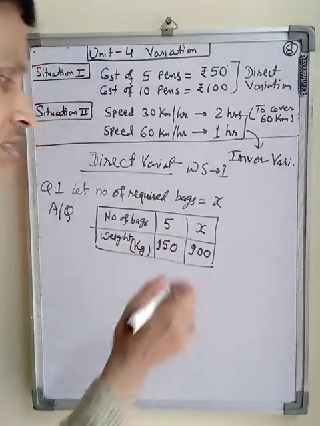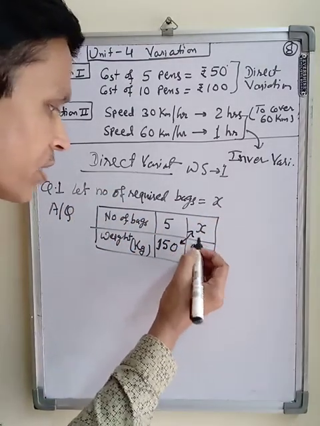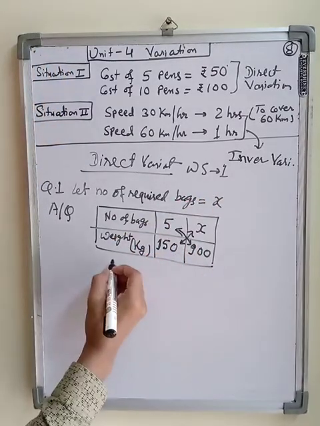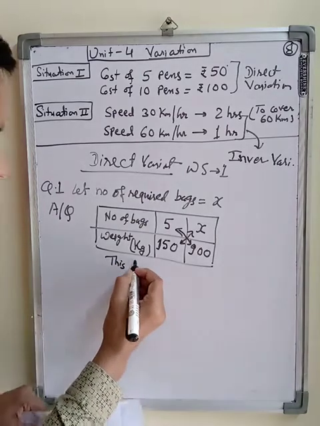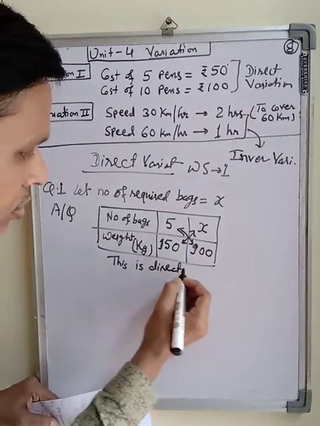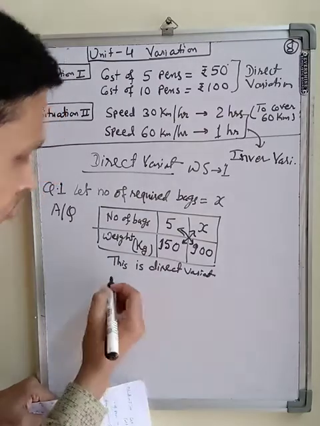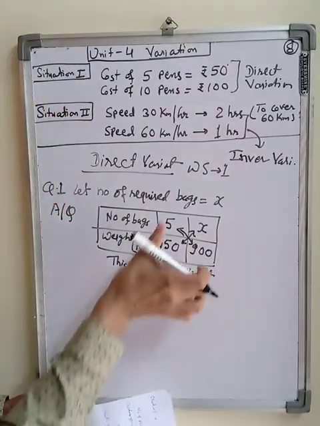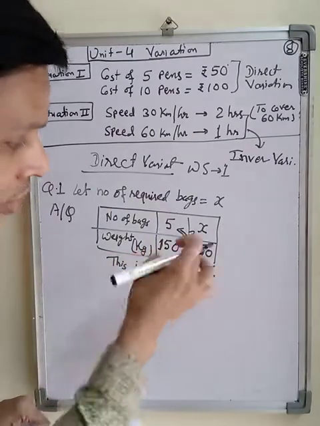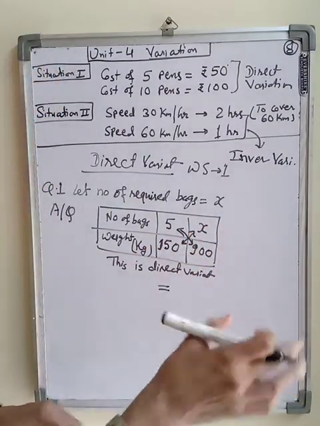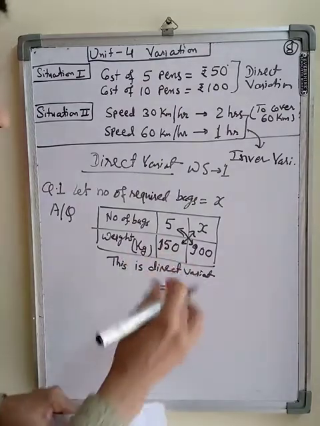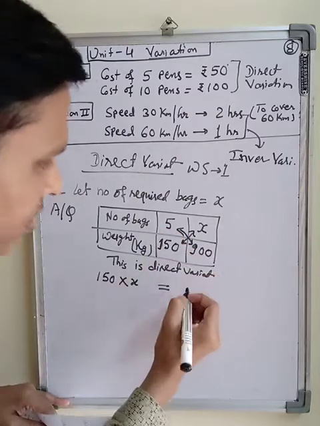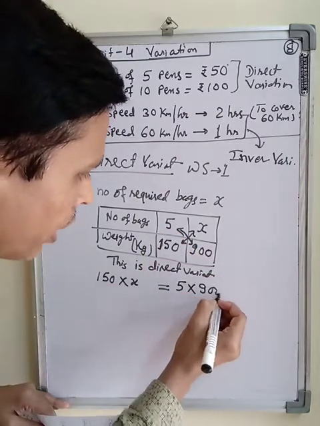In direct variation we solve this question by cross multiplication. Here we will write: this is direct variation, and by cross multiplication we will solve. In cross multiplication, one side this and one side this. On this side we write where x is coming, so that it will be easy to find the value of x. So 150 into x here, and on this side 5 into 900.